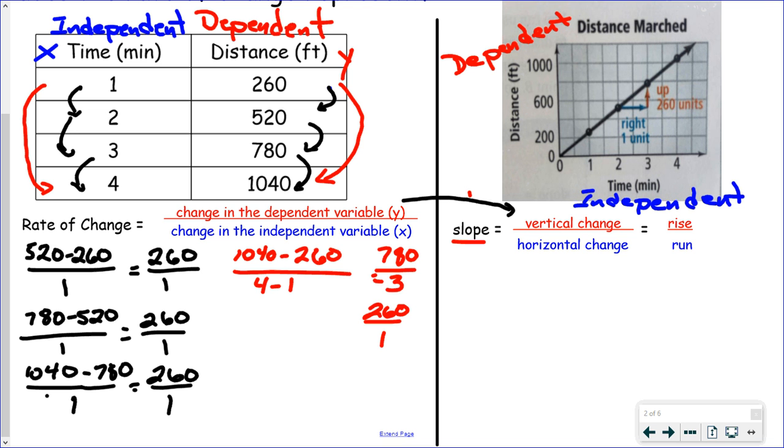So it went up 260. We call this rise. And it went over 1. So from one point to the next, we went up 260 and over 1. So it's a rise of 260 and a run of 1. So the easiest way to remember this is to remember this saying here, rise over run. So to find the slope, pick 2 points, see how far you have to rise, and see how far you have to run. And that will give you the slope, which is also known as the rate of change.